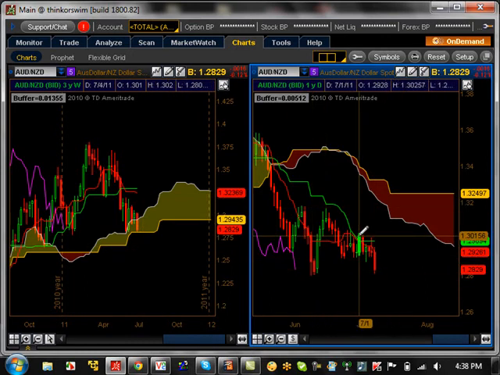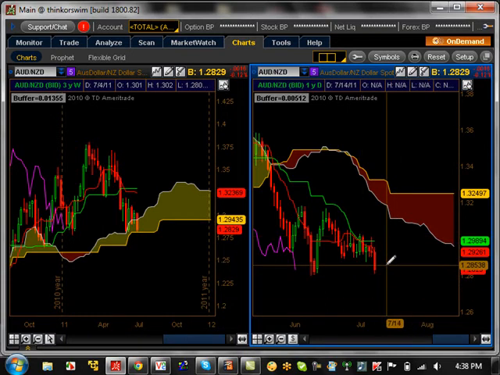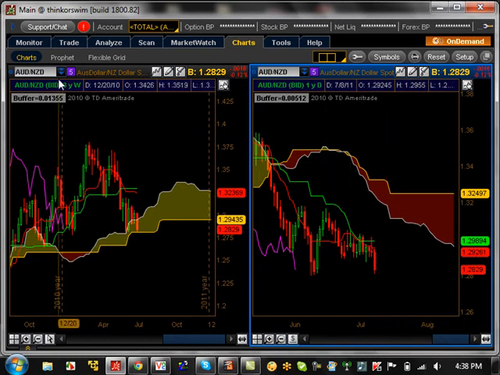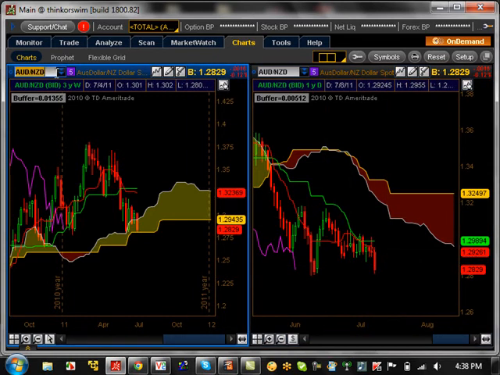So be very careful on Australia and New Zealand going short on the daily time frame. The reason why is it's going to go for a little while, and then eventually it will have to undergo a major pullback. So be very careful there on that one.